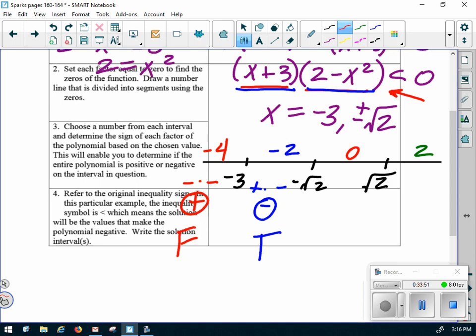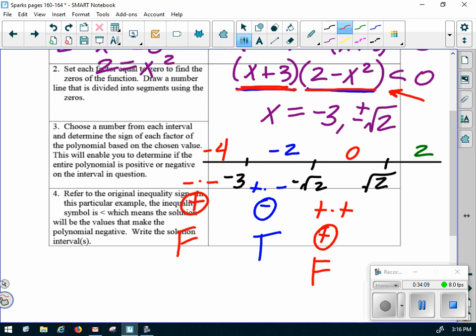0. Positive times positive is a positive. False, because those are bigger than 0.